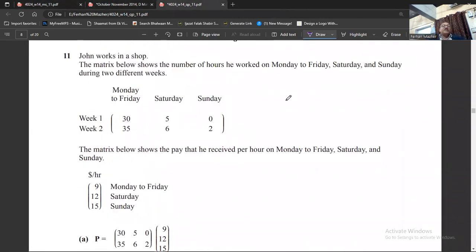Question number 11. He says, John works in a shop. The matrix below shows the number of hours he worked on Monday to Friday, Saturday and Sunday during 2 different weeks. So he's working Monday to Friday, then Saturday, Sunday. In week 1, week 2, he's working 30 hours, 5 hours, 0 hours, 35 hours, 6 hours, 2 hours. The matrix below shows the pay that he received per hour on Monday to Friday, Saturday and Sunday. So on Monday to Friday, the pay is $9. On Saturday, the pay is $12. On Sunday, the pay is $15.